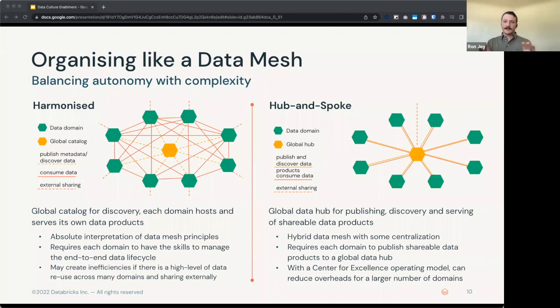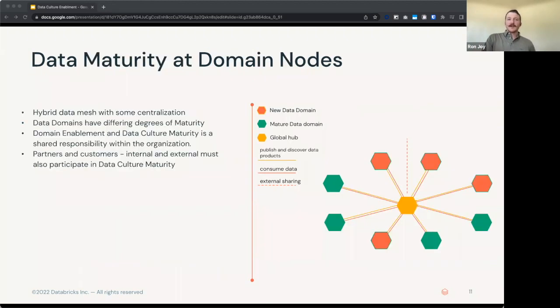So again, this is just a reference diagram to get an idea, but that external sharing could come from anywhere. Or that global hub might be a little bit closer to one of those little spokes, a little bit closer tied to that global hub, right? So what do we see in reality? In reality, we see this, right?